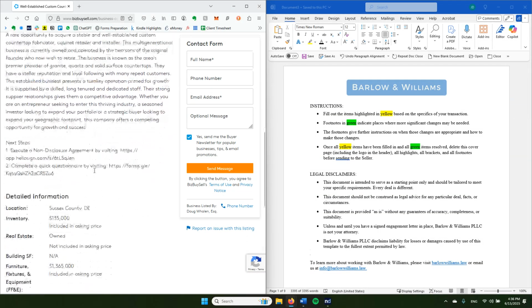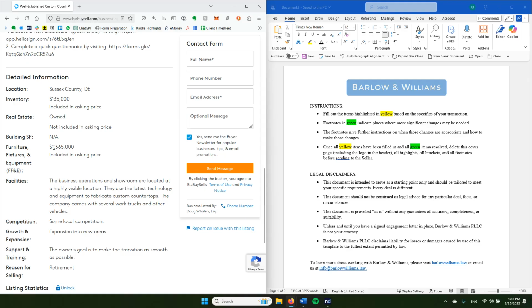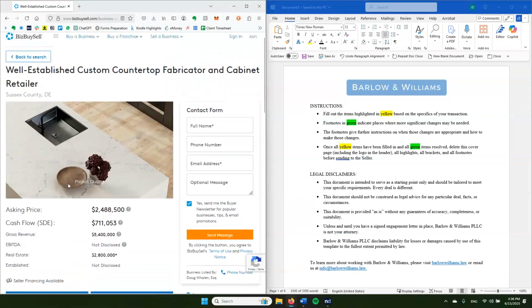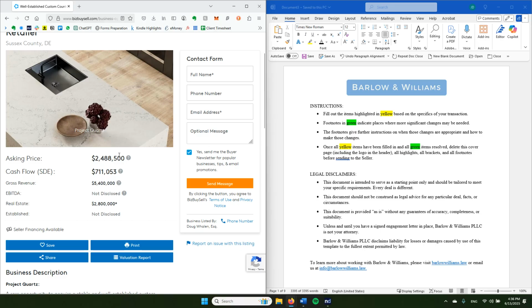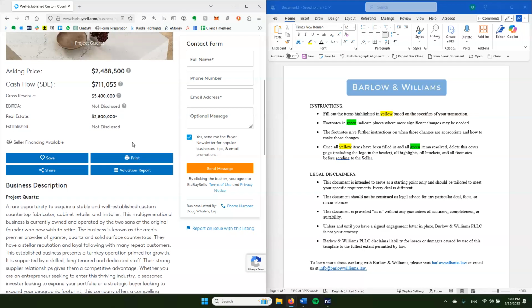We've also got real estate involved. So real estate is owned and not included in the asking price. Awesome. We've got a little bit of FF&E. They're saying that there's 135,000 in inventory included. Question whether that's all the inventory on hand or all the inventory you need, but again, for purposes of drafting this LOI, this is all we have to go on.